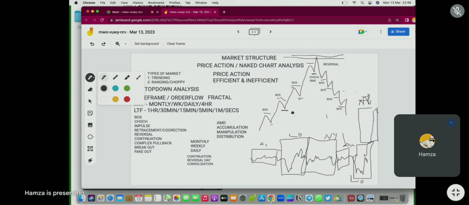So this is how a complex pullback works. This is the high time frame structure point. But a complex pullback will make an internal structure by itself, and it will break that structure. And then you would think it's a CHoCH when in fact the high time frame structural points are intact. It would deceive you into thinking we'll have a reversal when in fact it's just a deception. It will continue going upwards. I'll take it back again.